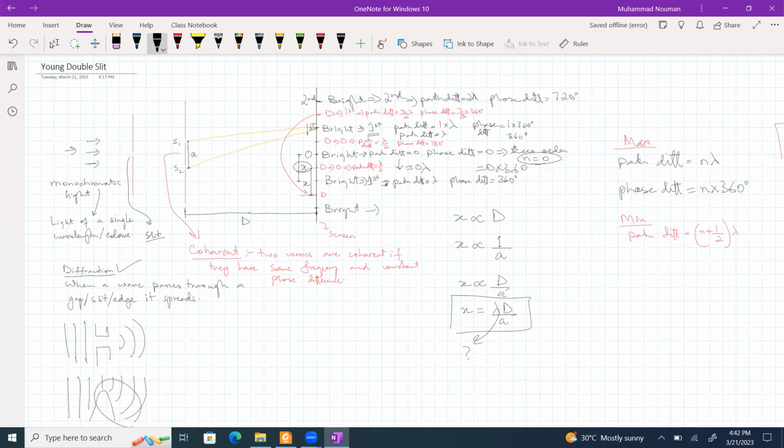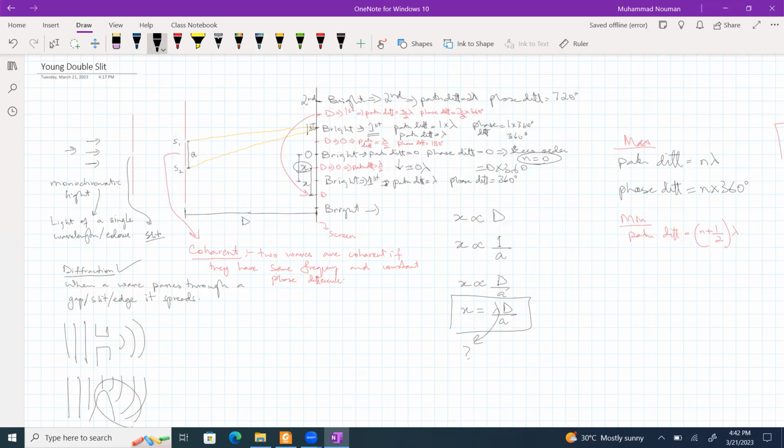At that time there was an argument about whether light has a wave nature or a particle nature. This nature of electromagnetic radiation we will be studying in the next grade. But Young's double slit experiment proved that light has a wave nature, because it followed two properties followed by other waves as well: number one, diffraction, number two, interference. So that was one of the purposes.